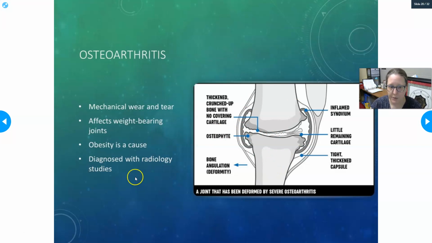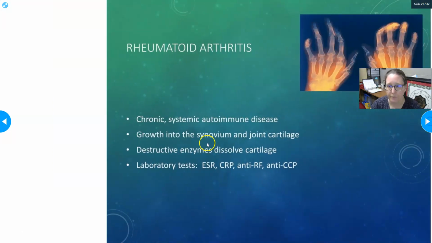We diagnose this with radiology studies. There's no really specific lab test for osteoarthritis. So again, if there's an old injury present or the patient is obese, it's very possible that the arthritis they might be suffering from is osteoarthritis.